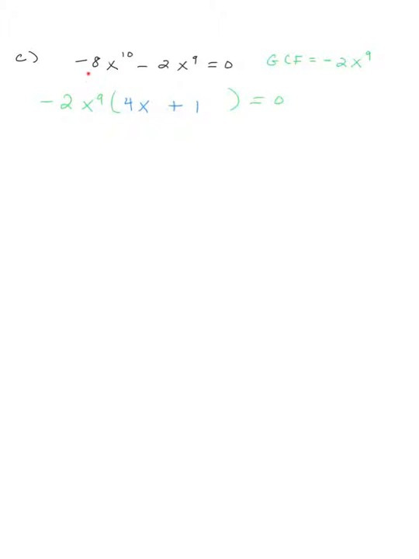Negative 2 times 4 is negative 8. X to the 9th times x to the 1st, the 1 and the 9 add to 10. And if I multiply this by a positive 1, I do get a negative 2 and an x to the 9th. The last thing to do is to set both factors equal to 0.